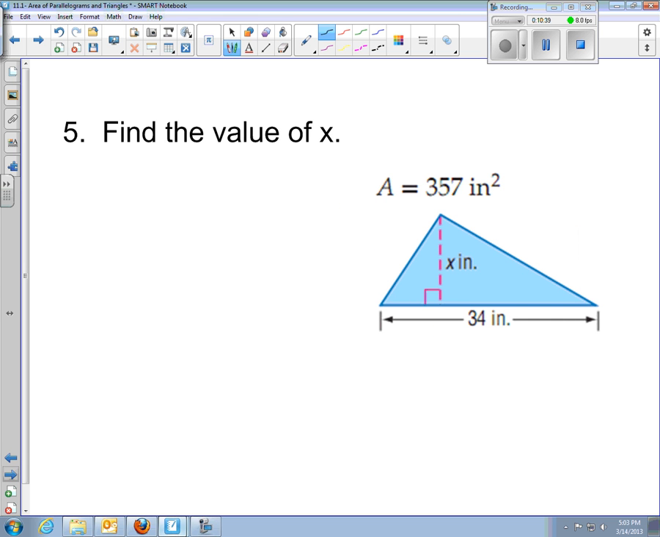All right, number 5, go ahead and try this one on your own. It's the same concept, except this time we're going to use our area of a triangle formula, base times height, divide by 2.